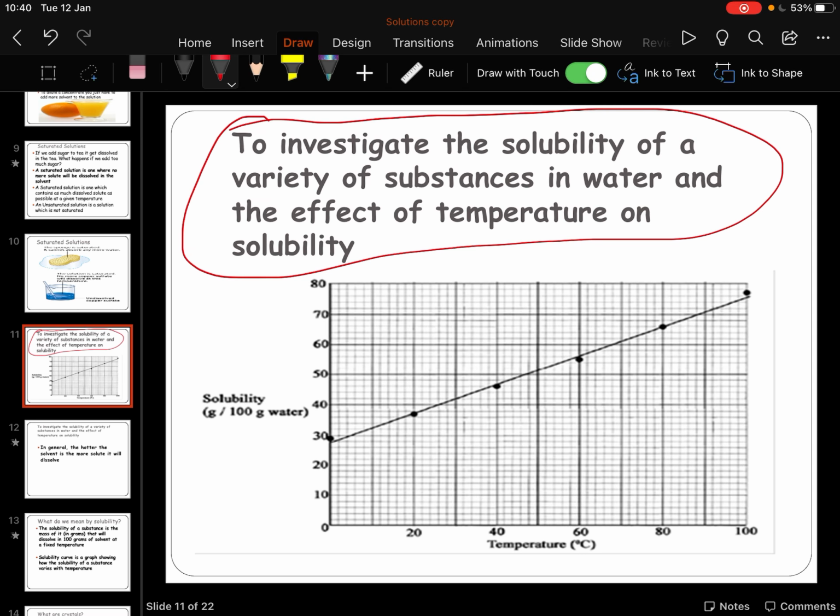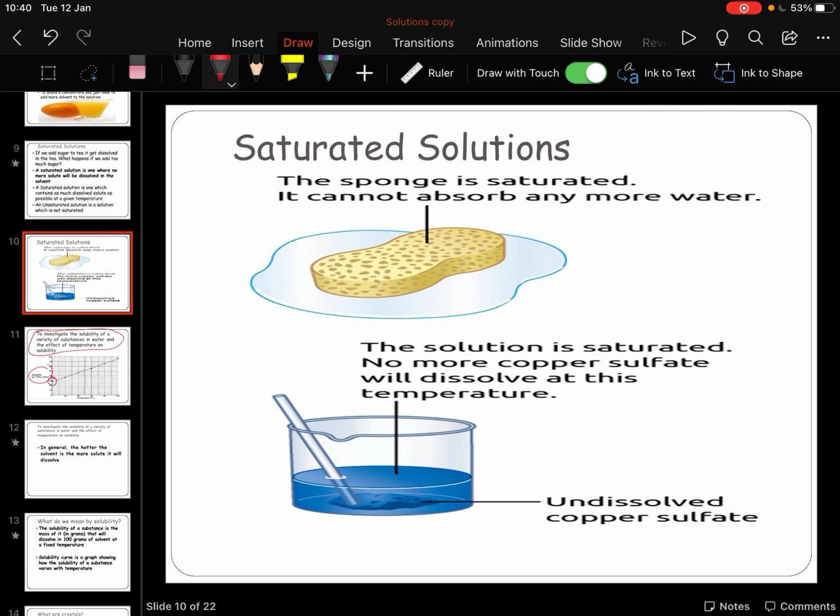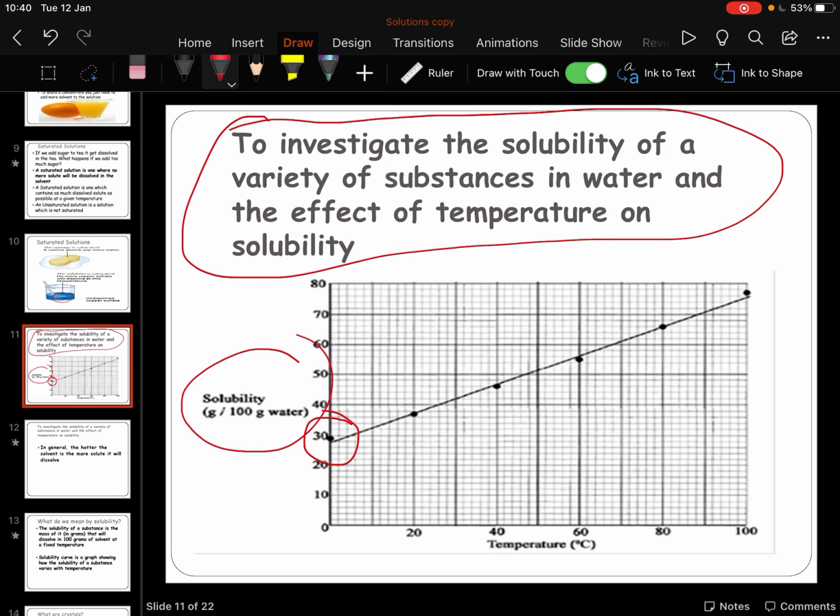So that's your heading: to investigate the solubility of a variety of substances. What you have here is solubility, grams per 100 grams of water. They put the copper sulfate crystals into their solution, and they could only get 30 grams in. Okay? 30 grams, and it was saturated. In other words, particles were gathering on the bottom. So they started to heat it up, and at 20 degrees they realized they could get in another 9 grams, okay? And when they got to 40, they got in another 9, you see?